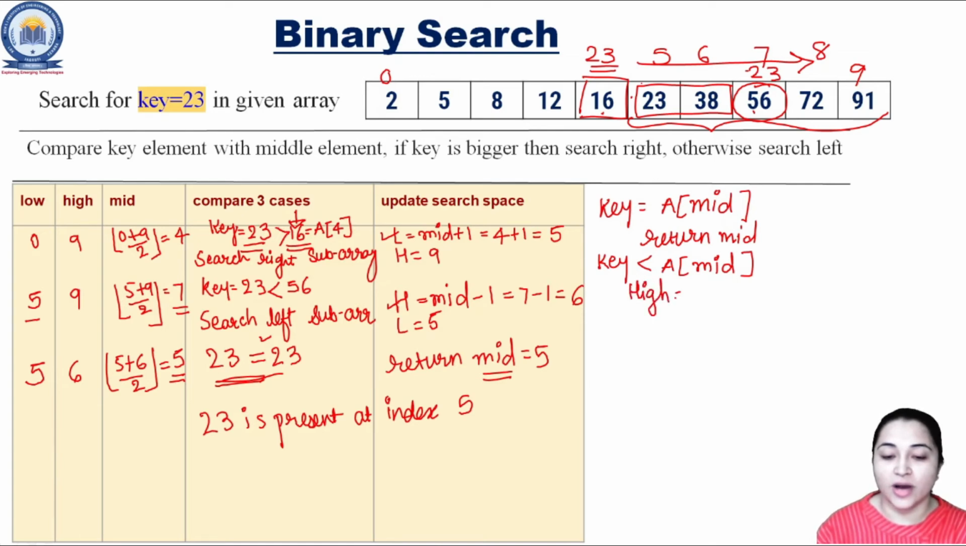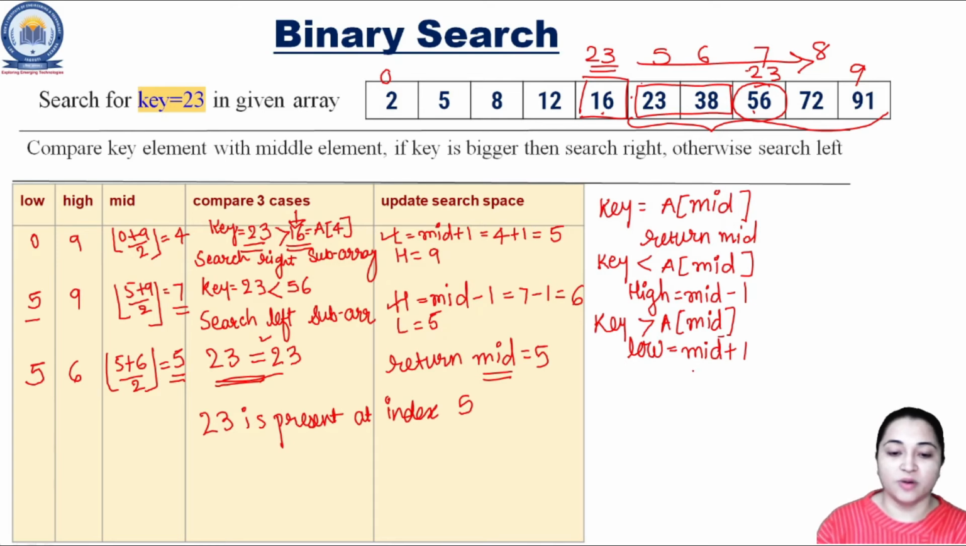So how will the high index be changed? It will become middle index minus 1, right? So if you are searching in the left sub array, then your high index will change. If the key is greater than the middle element, then we have to find the key in the right sub array. And if we are searching for the key in the right sub array, then the high index will remain the same, but only the low index will change, and it will be changed to mid plus 1. So this is the algorithm of binary search, in which we have to compare the key according to these 3 cases, right?